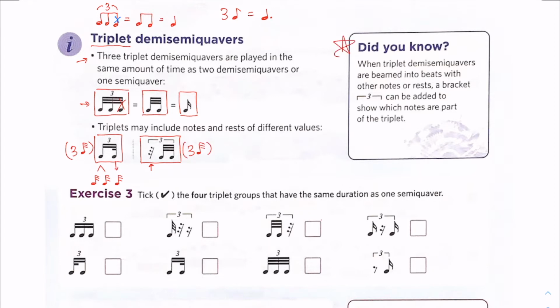Did you know when triplet demisemiquavers are beamed into beats with other notes or rests, a bracket can be added to show which notes are part of the triplet? Sometimes it's just clearer to have a bracket, especially when they include rests in the triplet. Make sure that people can understand which notes or rests are part of that triplet.